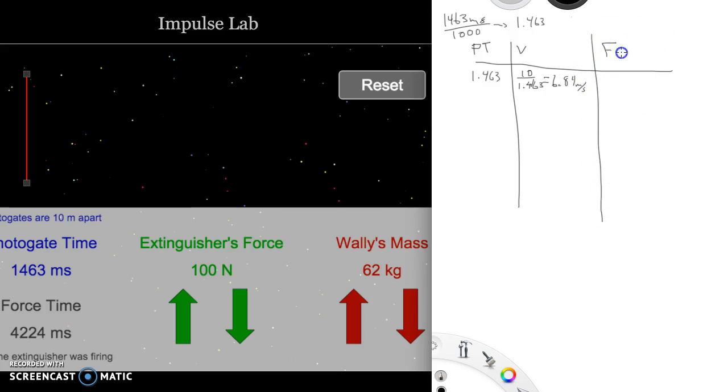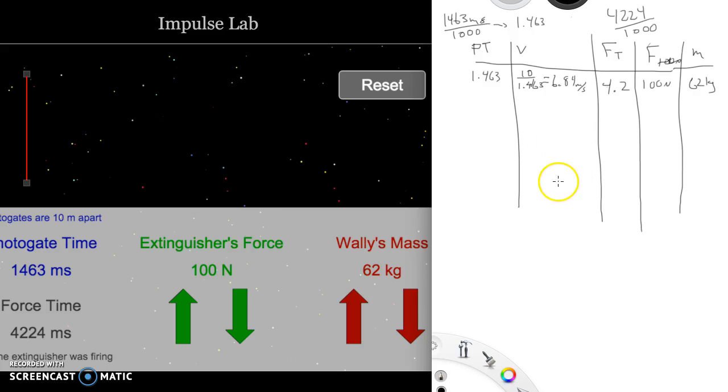Now the force time was equal to 4,224 milliseconds, which if we divide by 1,000 gives us 4.224 seconds, or we'll say 4.2 seconds. The force was 100 newtons, and then the mass was 62 kilograms. Okay? And so these are the 3 variables here that we can control.